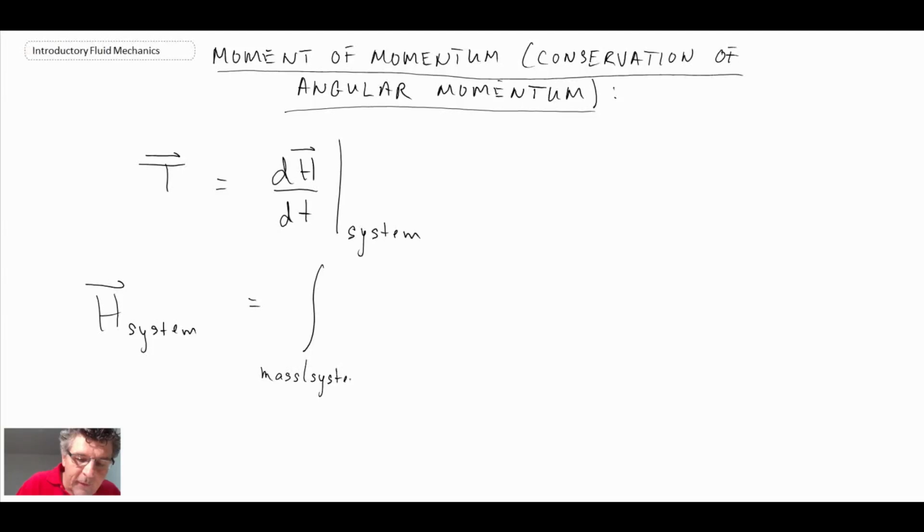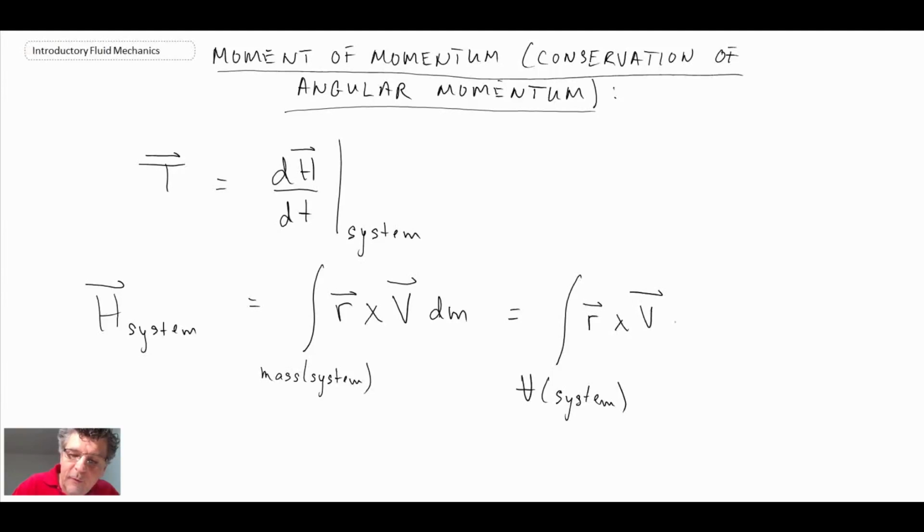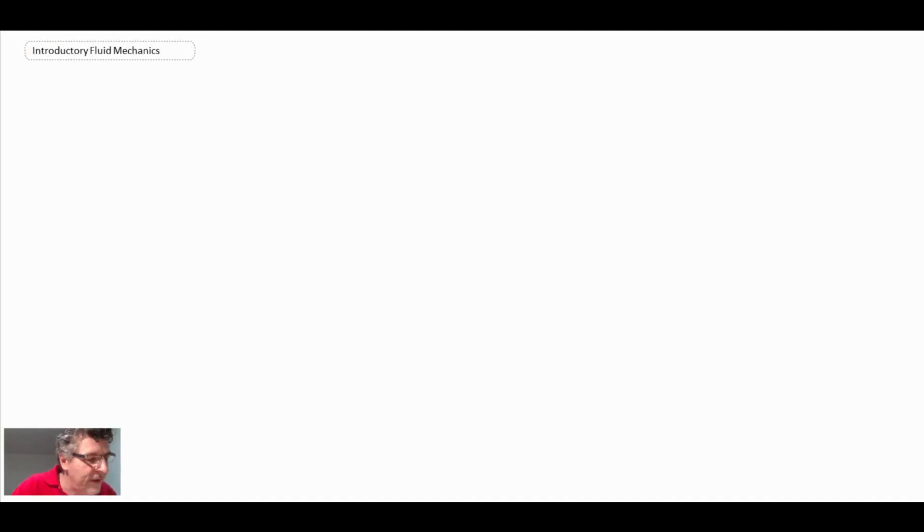And again, just like before, we can integrate that over the mass of the system. And here we would have R cross V dm, or we can do that across the volume of the system. And again, that would be R cross V, and dm would be replaced by rho dV. So that is the third basic law that we can have. And the last one is the first law of thermodynamics, or conservation of energy.